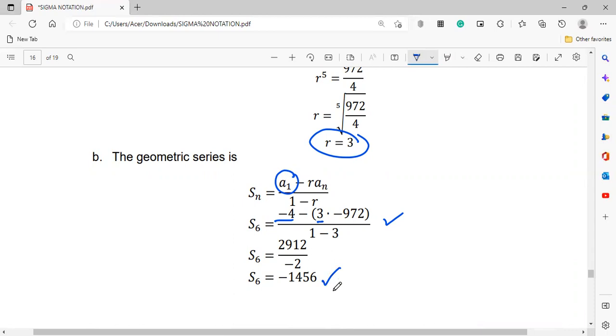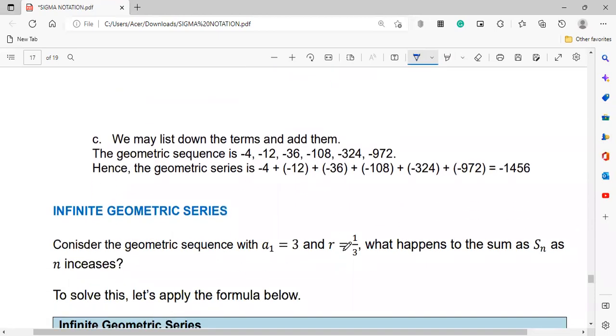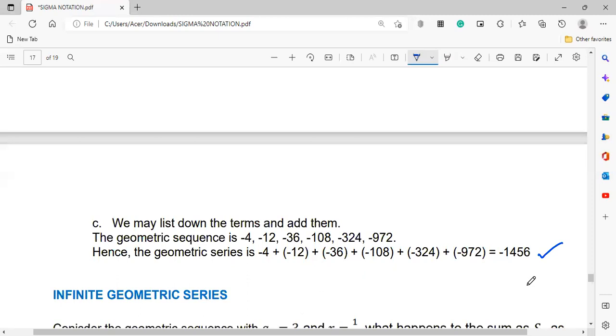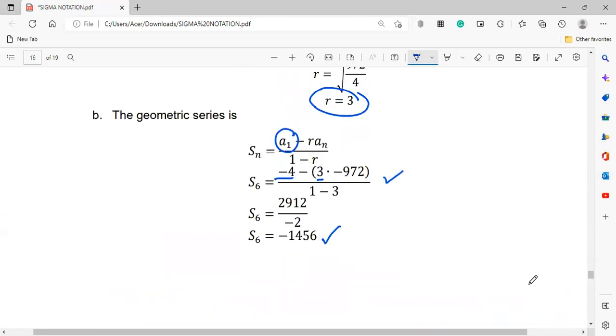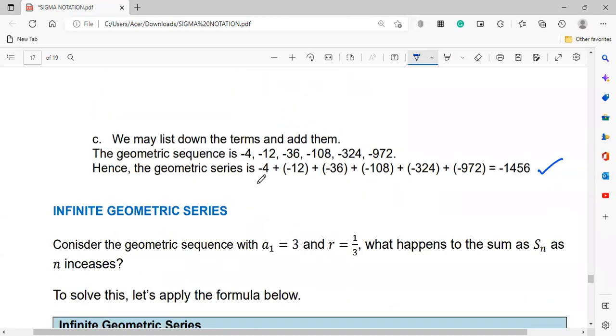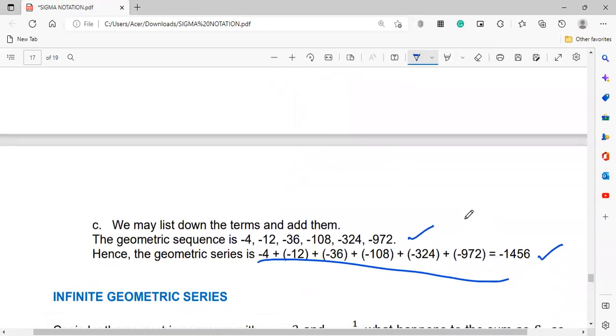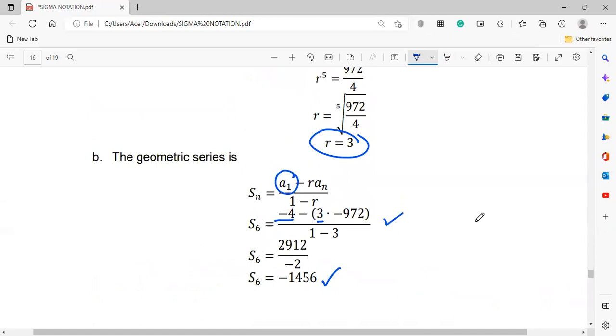Why? Because the terms in the series can also be negative. So if we list down all the terms, we notice that we end up with -4, and so on. As specified here, we add them all and we have -1,456. Now that is the finite series. So when we say finite series, we know where to end.